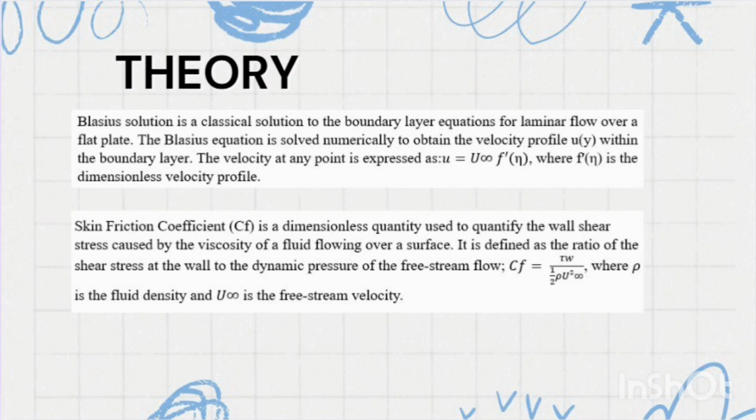The skin friction coefficient Cf is a dimensionless quantity used to quantify the wall shear stress caused by the viscosity of a fluid flowing over a surface. It is defined as the ratio of the shear stress at the wall to the dynamic pressure of the free stream flow: Cf equals tau w over one half rho U squared, where rho is the fluid density and U is the free stream velocity.